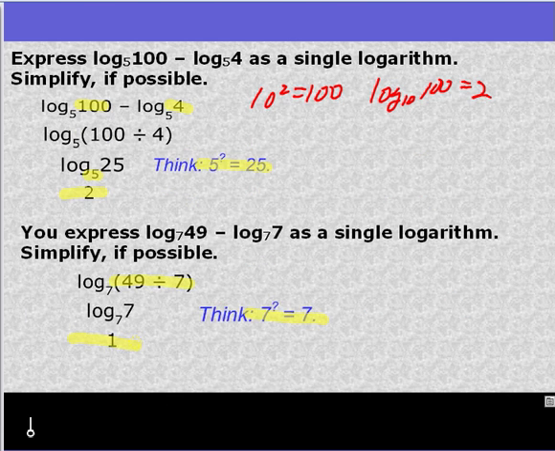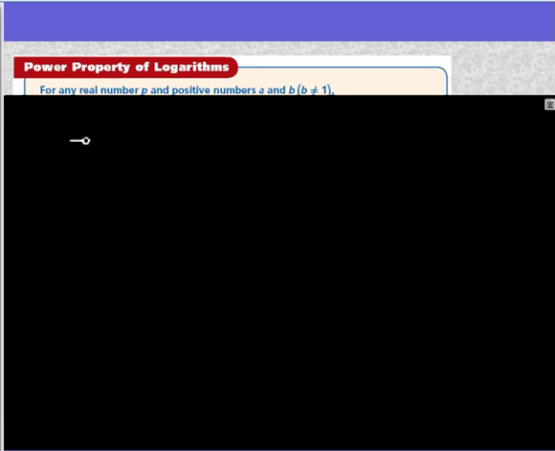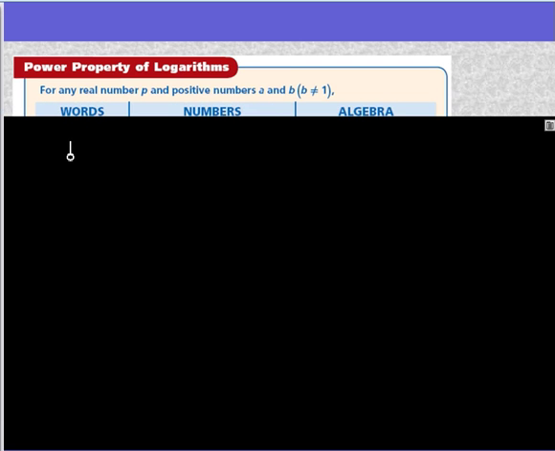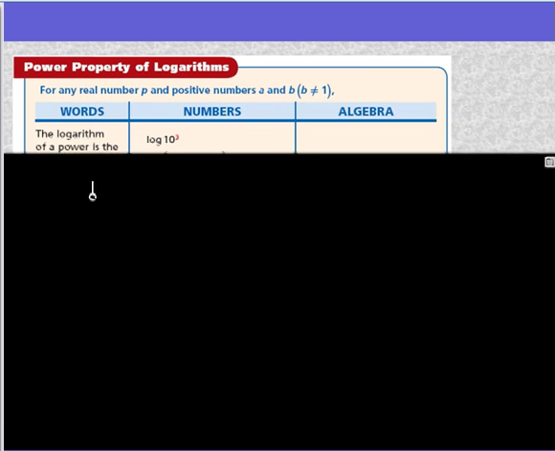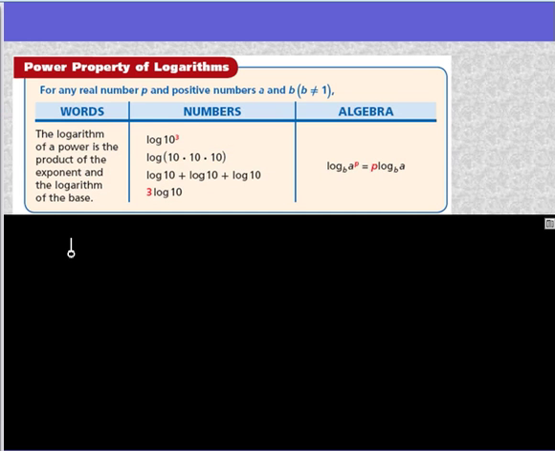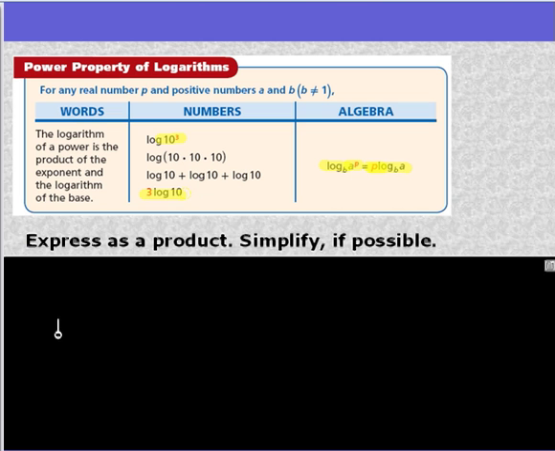All right, next property. For any real number p, and positive numbers a and b, the logarithm of a power is the product of the exponent and the logarithm of the base. So here we have log to base b of a to the p is the same as p times the log to the base b of a. So they have it here: log of 10 to the third power is the same as 3 times the log of 10. Express as a product, simplify as possible.